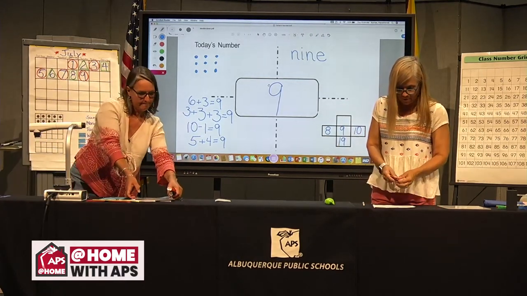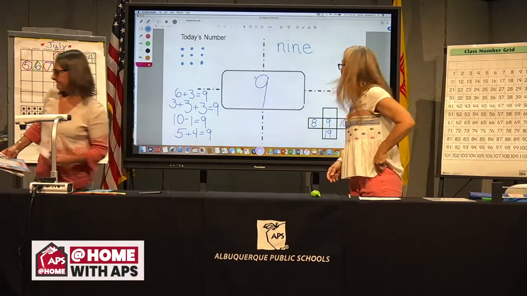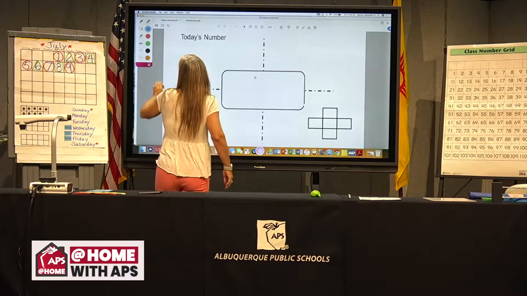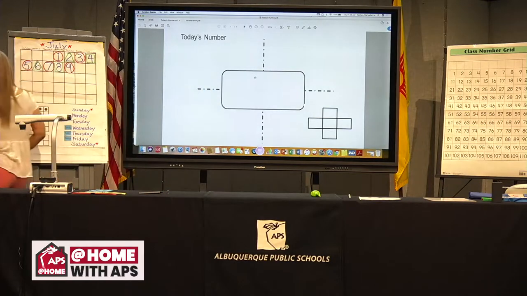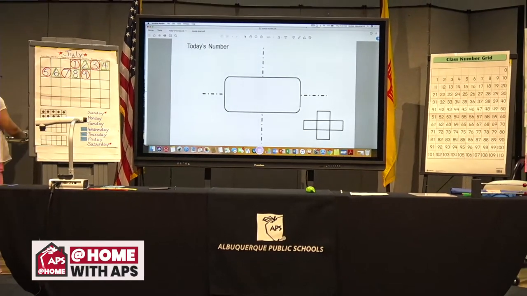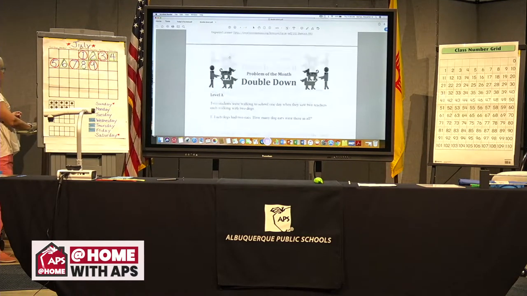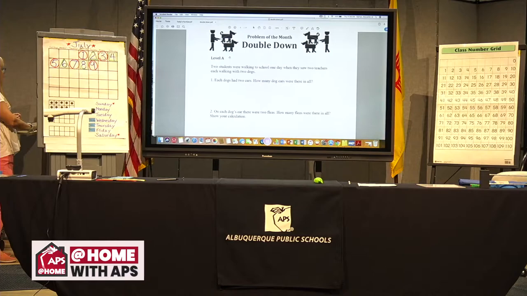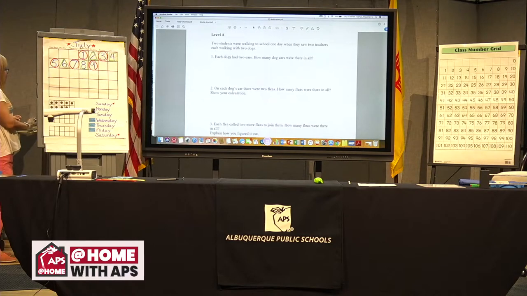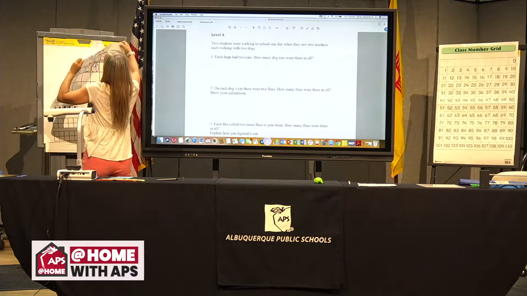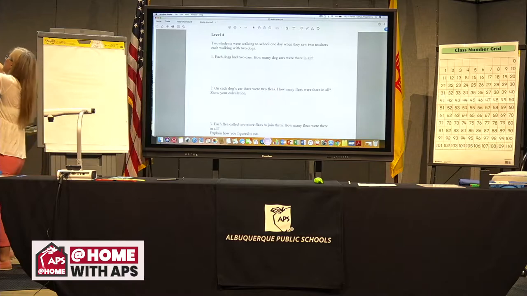Okay. Let's clear this board off. And we're gonna shift over. So we have a problem to work on today called Double Down. And we have been working on doubling a lot. So I thought this would be a fun one for us to try out.